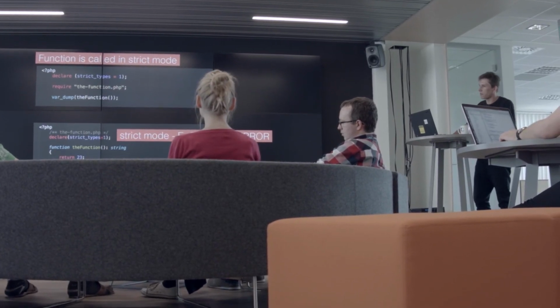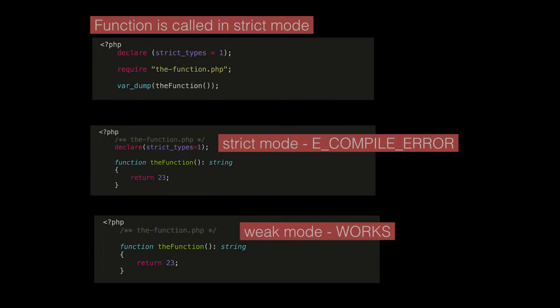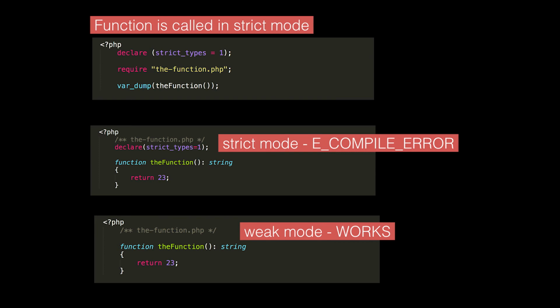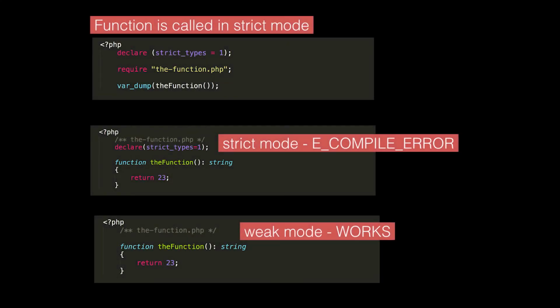It is worth mentioning that strict type checking of return values is applied or not, depending on the presence of declare strict types in the file which contains the definition of the function, not in the file from where the function is called, as it is for function parameters. If a return type mismatch in strict mode is detected at compile time, a compile error is issued. And if it is detected at runtime, a catchable fatal error is issued. If the mismatch is detected in the weak mode, possible conversion might occur in the same manner as for function parameters.